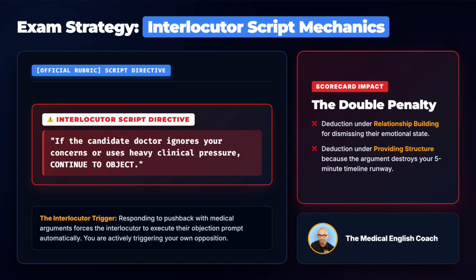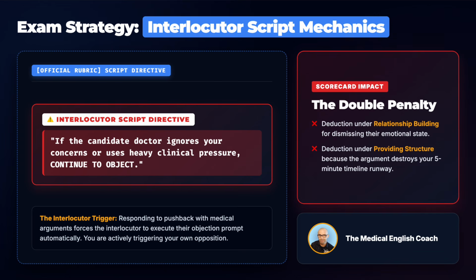To master patient pushback, you must understand how the interlocutor's role-play card is actually engineered behind the scenes. On test day, the interlocutor is holding explicit script prompts. When a scenario involves pushback, their card contains a directive, instructing them that if the doctor ignores their concern or uses heavy medical pressure, they must continue to object.